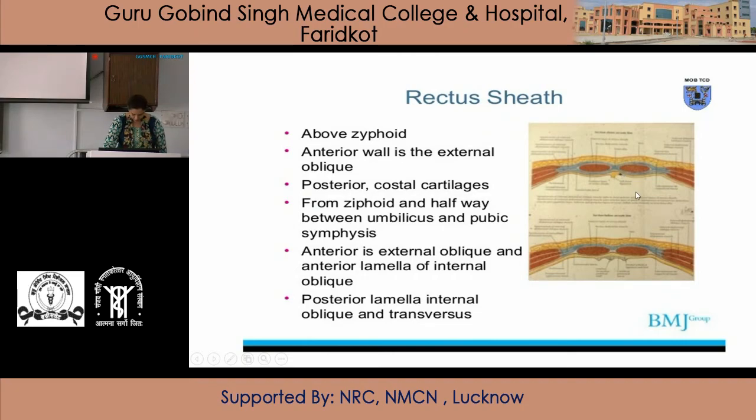Midway between the umbilicus and the pubic symphysis, the posterior wall of the rectus sheath ends in the arcuate line, or linea semilunaris, or the fold of Douglas. Next, below the arcuate line, the anterior wall is formed by the aponeurosis of all three flat muscles. The aponeuroses of the transversus and the internal oblique are fused, but the external oblique aponeurosis remains separate. The posterior wall is deficient and the rectus abdominis muscle rests directly on the fascia transversalis.